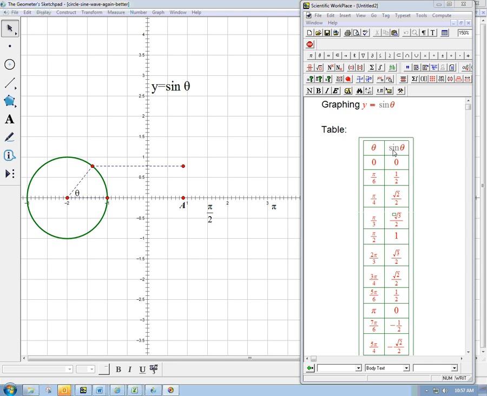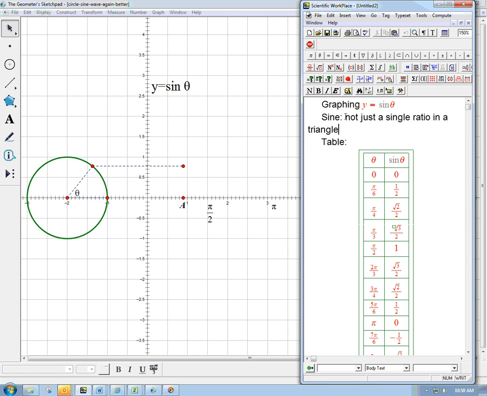Here's an introduction to graphing y equals sine of theta. This is a bit of a step up in sophistication. We're looking at the sine function as not just a single ratio in a triangle, which is the way you thought of it last year.